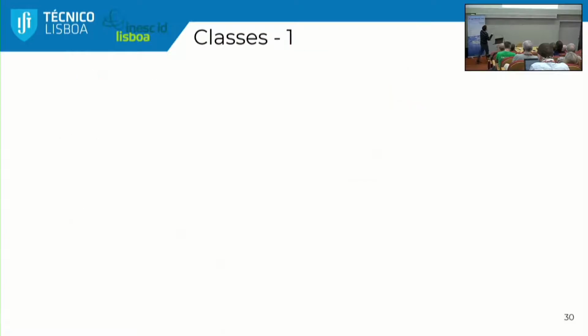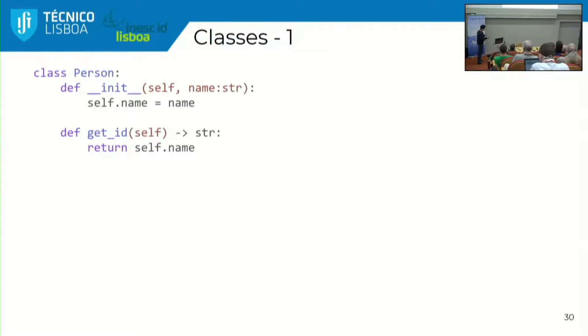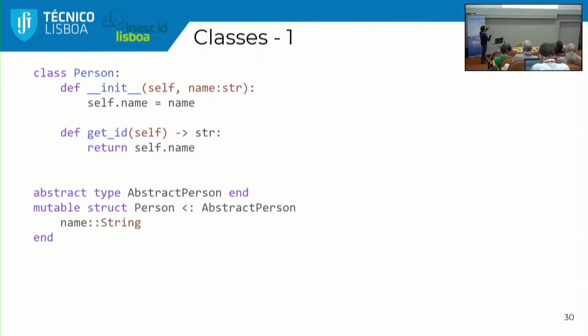Now, let's go into the examples. Here we present a very simple example. It's a class Person, and the class Person has an attribute called name. It also has a getID function, which in this case just returns its name. What happens if we want to map this into Julia? We first need to create an abstract type to represent that type in the hierarchy. Then we can map the struct, or the class itself, with its corresponding fields using a struct. And notice that the struct extends that abstract type we've created.